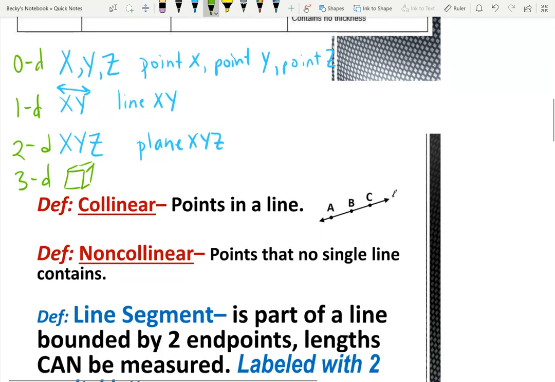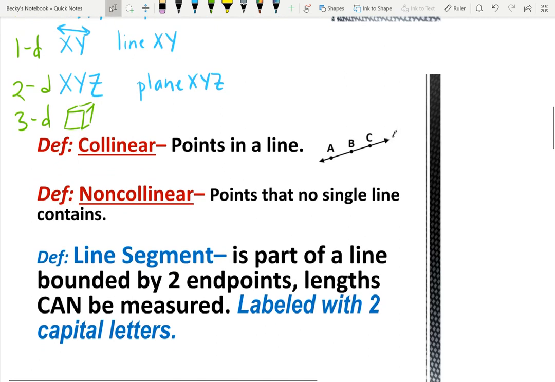Okay, so our first official definition is the word collinear. Now the word co means together. If you think about it, you've heard of the word coworker, that means workers that are together. And then you see the word line. So let's put this together. They are points on the line. So it's easy to remember.